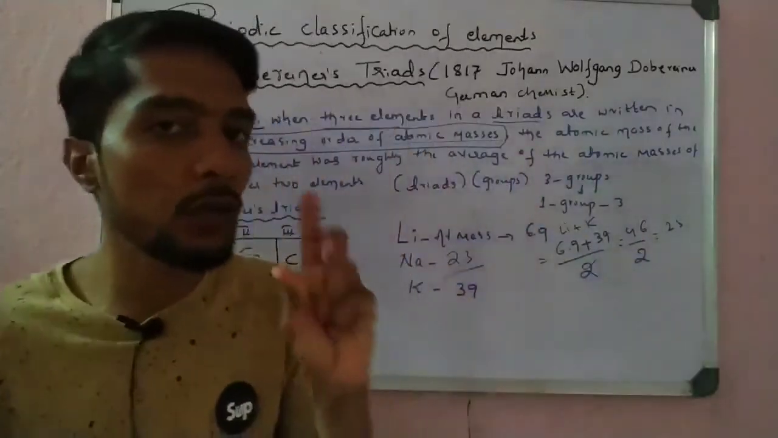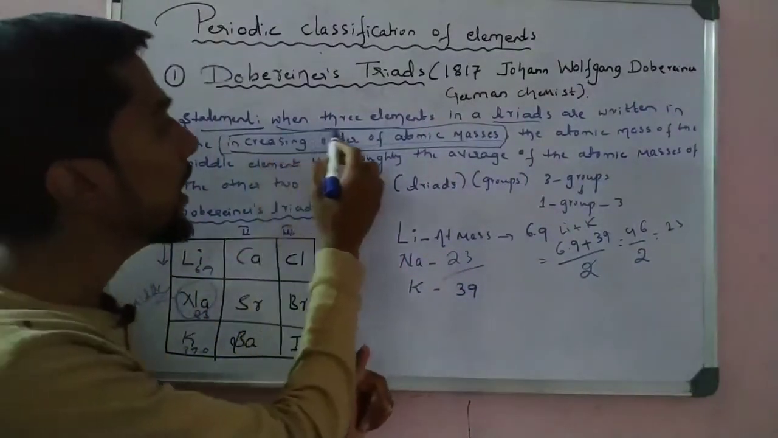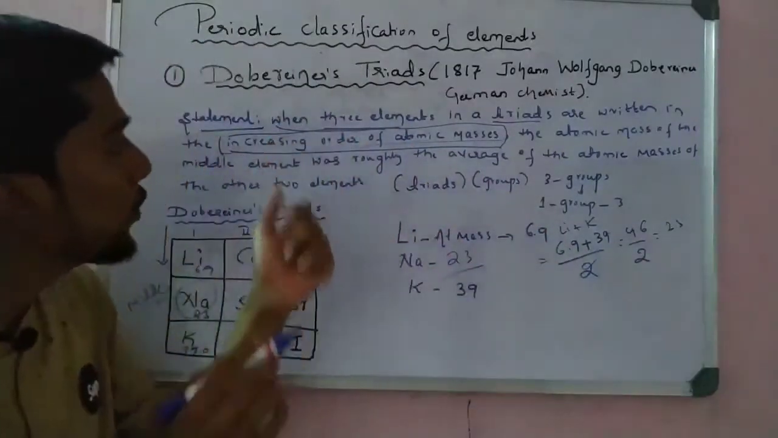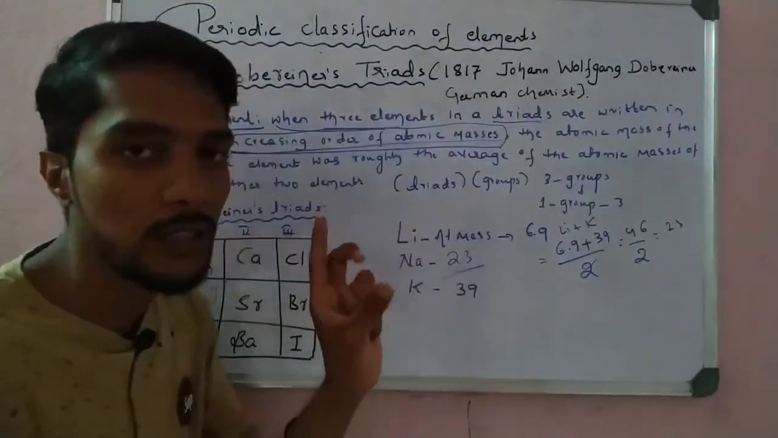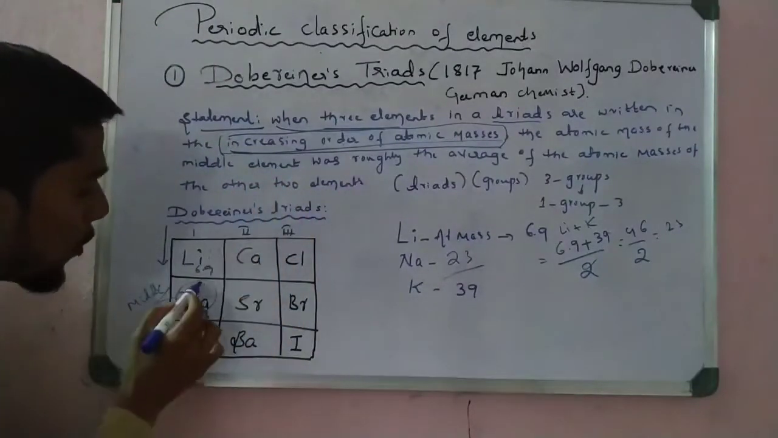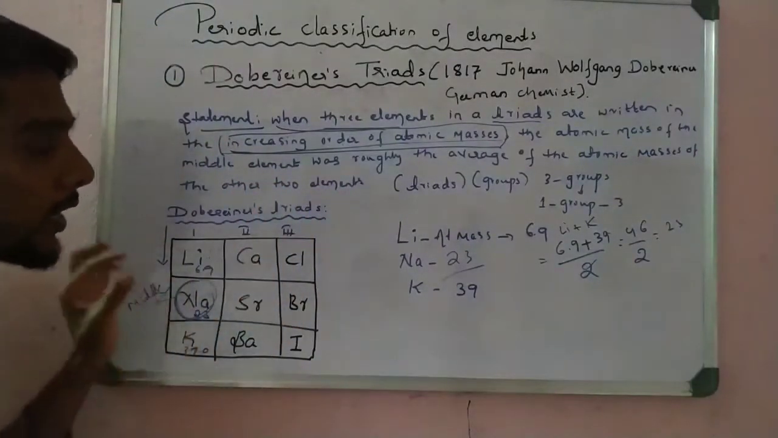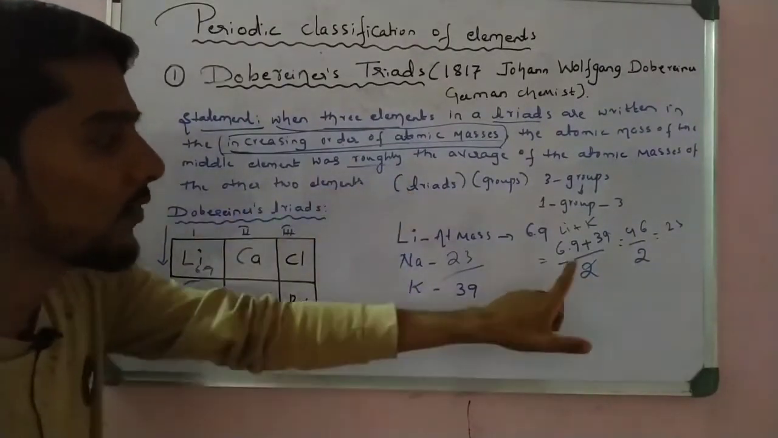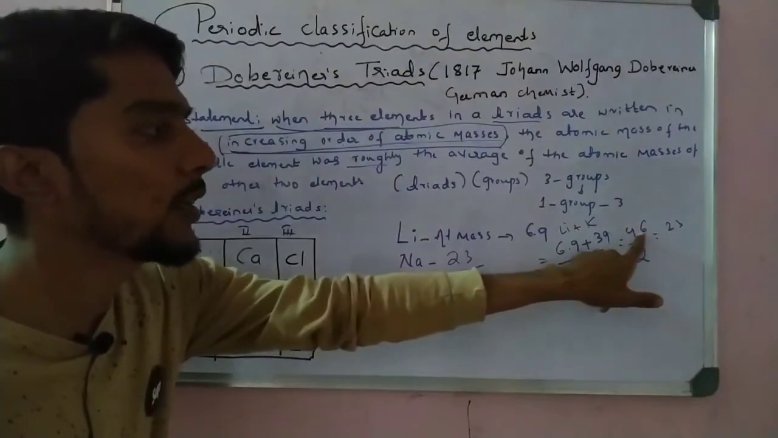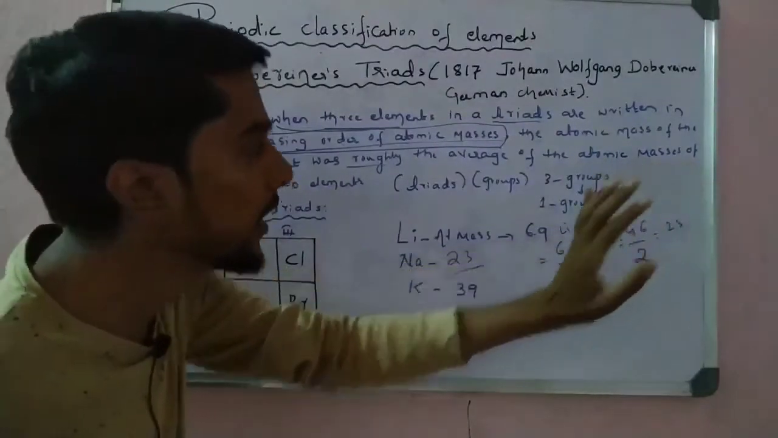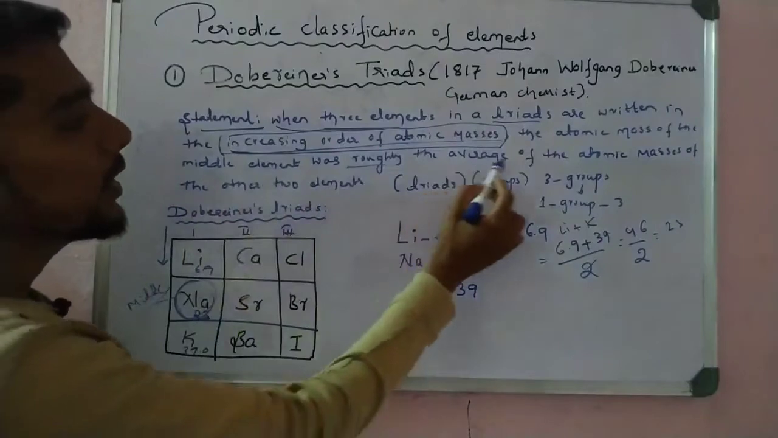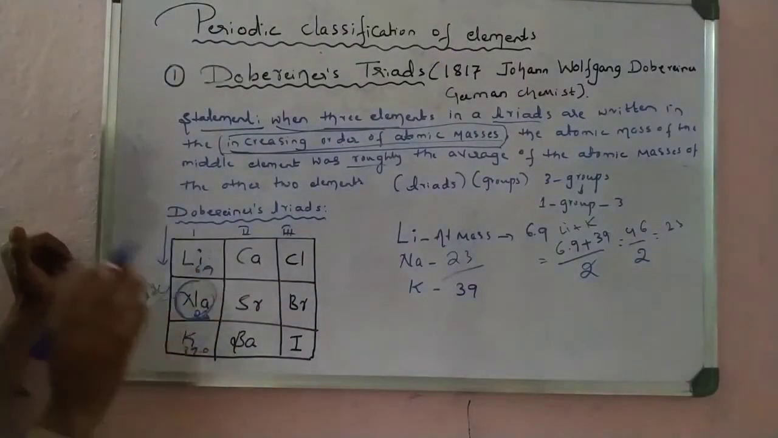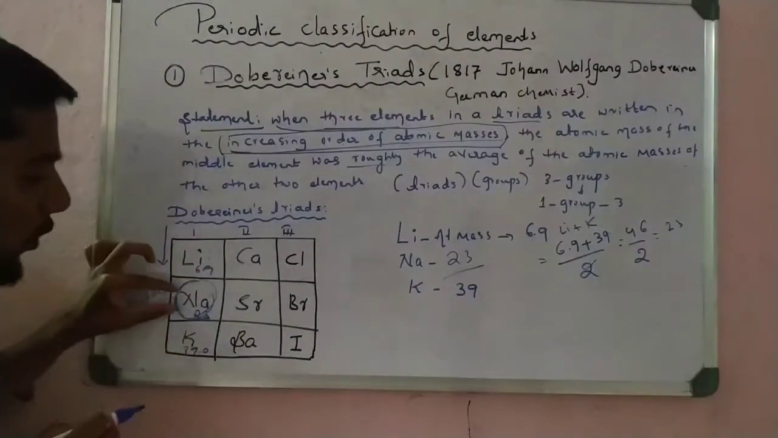So there are 3 parts. The first part is that 3 elements are arranged in triads. By using which principle? By using the increasing order of atomic masses, the second point. And after that, about the middle element, its atomic mass is roughly, not exactly, about 23, the roughly average atomic mass of the other 2 extreme elements, lithium and potassium. That is why he put sodium here, right?